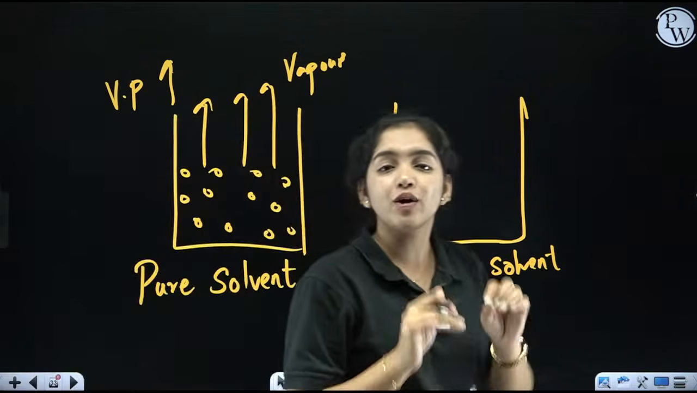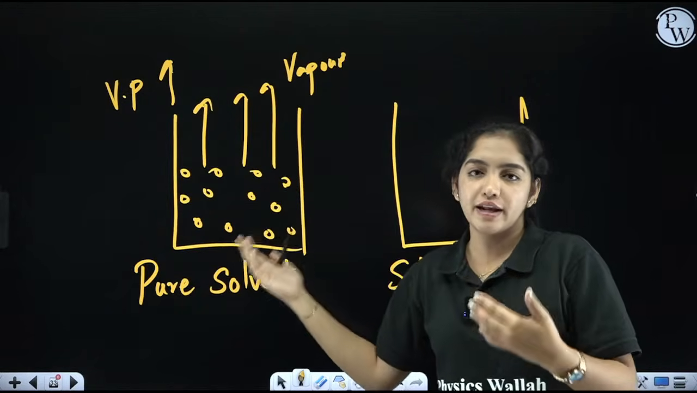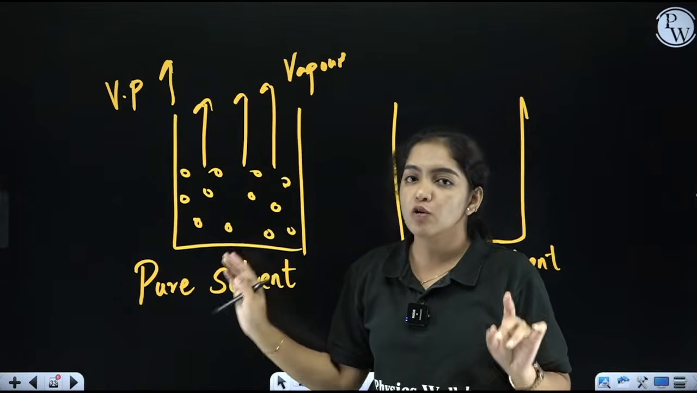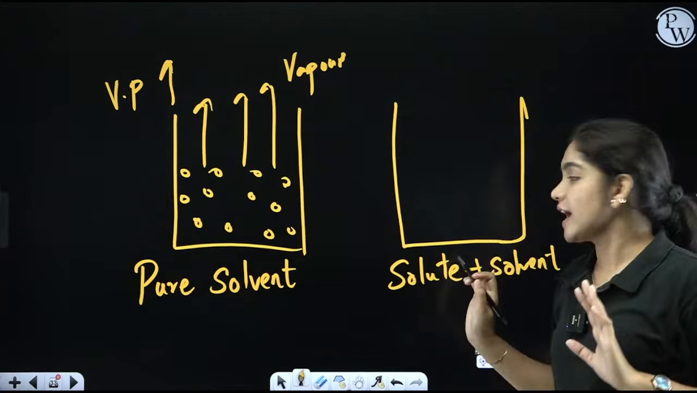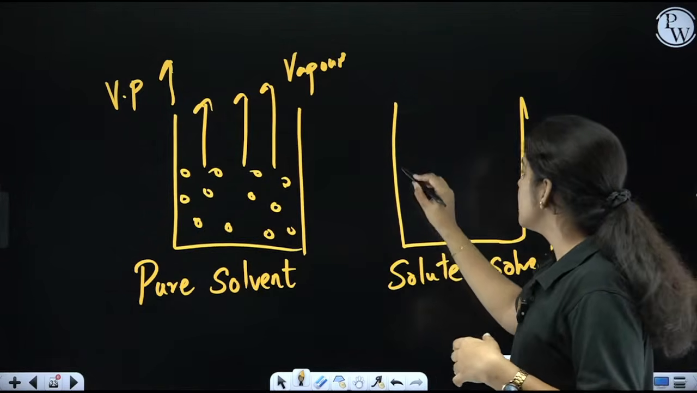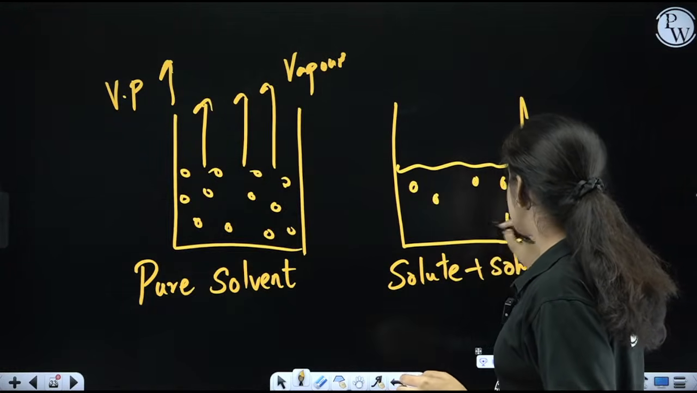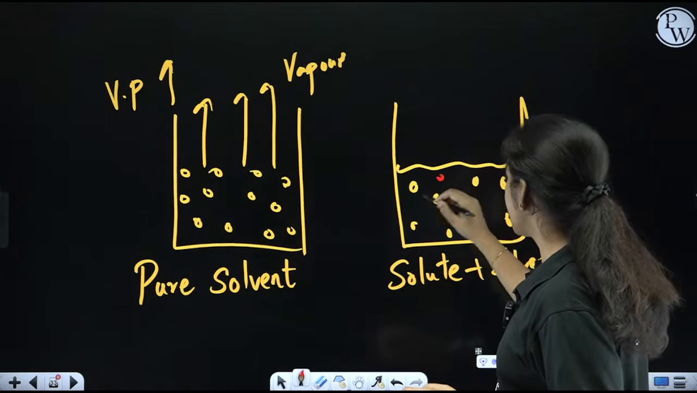For pure solvent, only solvent molecules are there. No one is giving any kind of hindrance or barrier. So, the pure solvent can easily vaporize. So, the vapor pressure of the pure solvent will be very, very high. Okay. Now, next thing. In the next beaker, I took solute and solvent, for example, sugar and water. So, I am going to draw first water molecules, and in this I am going to add some sugar or any kind of molecules.